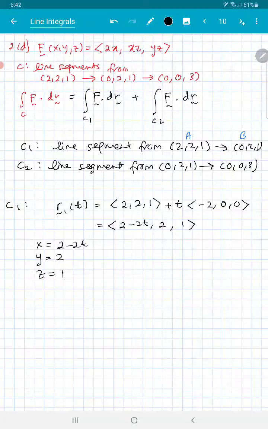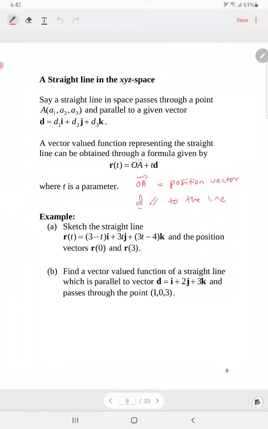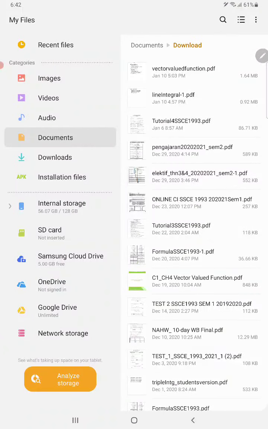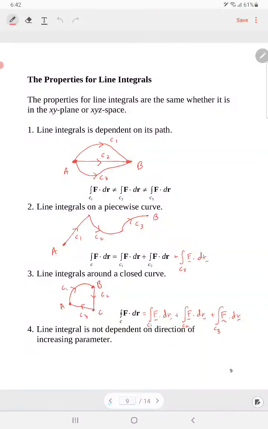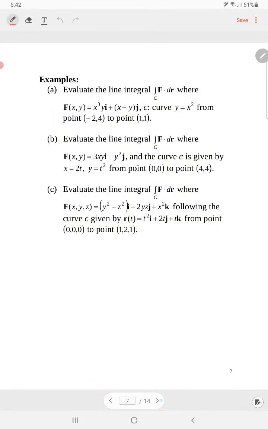Now what we want is to evaluate F dot dr over curve C1. We're going to evaluate that one first. So for F dot dr, you just use the formula, not this one, sorry, the line integral over a vector field, which is in 3D.